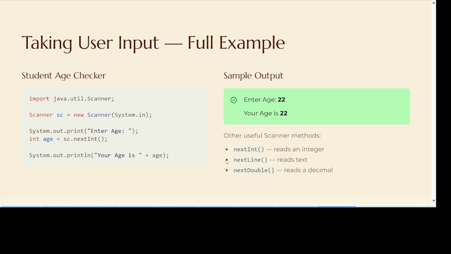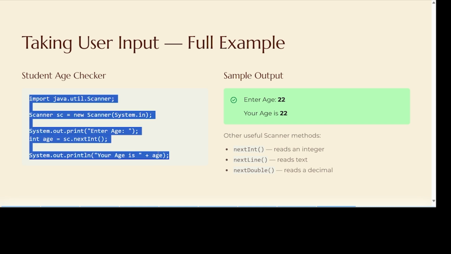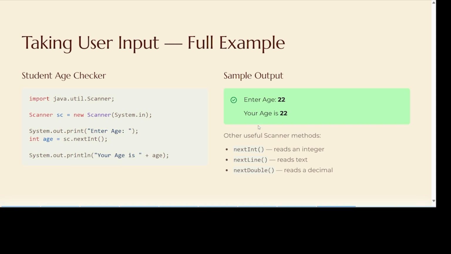and nextLine means you read text. Many Scanner methods are available. nextChar means you get the character value, and nextDouble means you get the double value. Likewise, you have many methods in Scanner. Then you print the value. If the user types 22, it shows your age is 22. This is how the Scanner works. It is a simple concept; you just need to know what a Scanner is and how it is used.